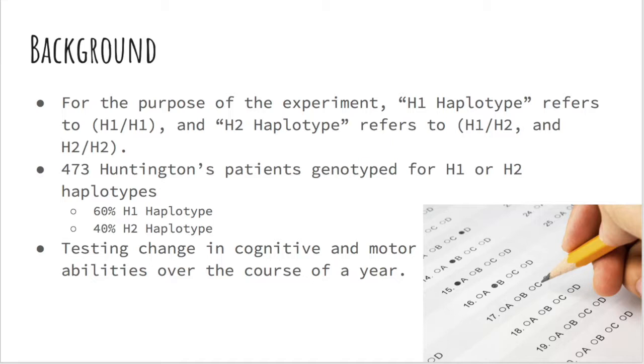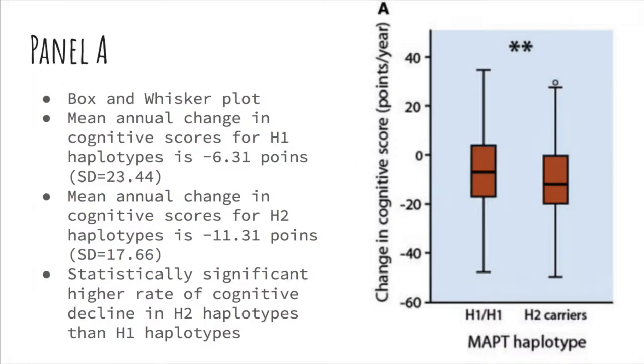Next, to point out some information about the study, this was a case study of 473 Huntington's patients who were genotyped for the H1 or H2 haplotype using a known SNP in the region. The two groups were demographically matched, and tests monitoring cognitive and motor skills were administered once initially and then after a duration of 1 year. Let's dive into looking at the results obtained for the cognitive abilities test.